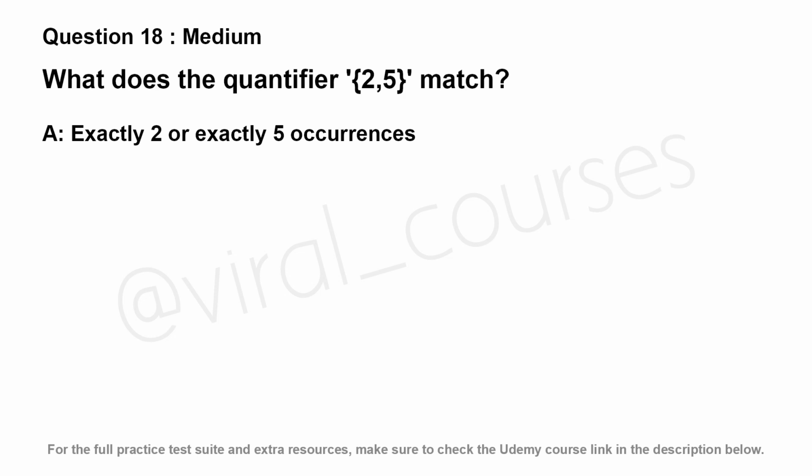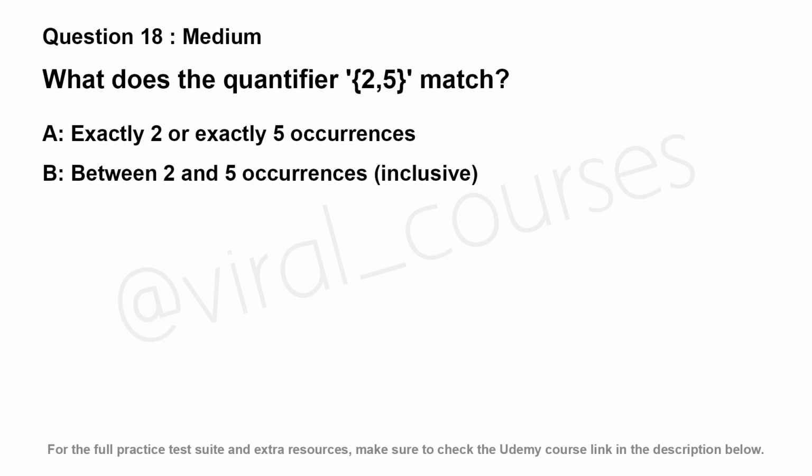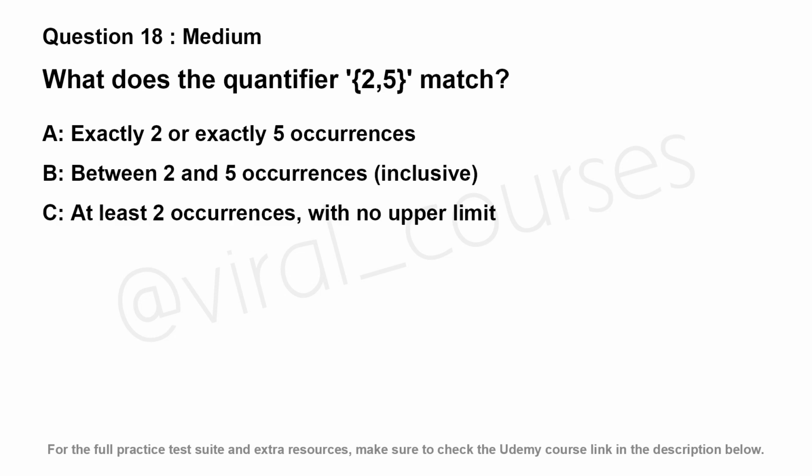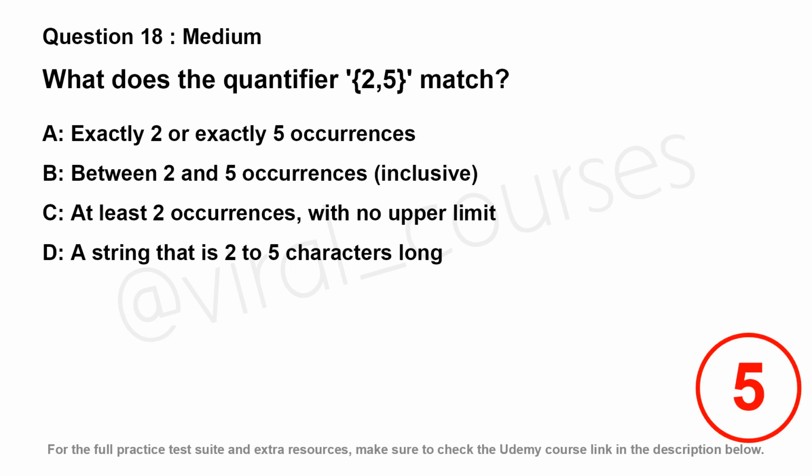What does the quantifier {2,5} match? Option A, exactly 2 or exactly 5 occurrences. Option B, between 2 and 5 occurrences, inclusive. Option C, at least 2 occurrences, with no upper limit. Option D, a string that is 2 to 5 characters long.